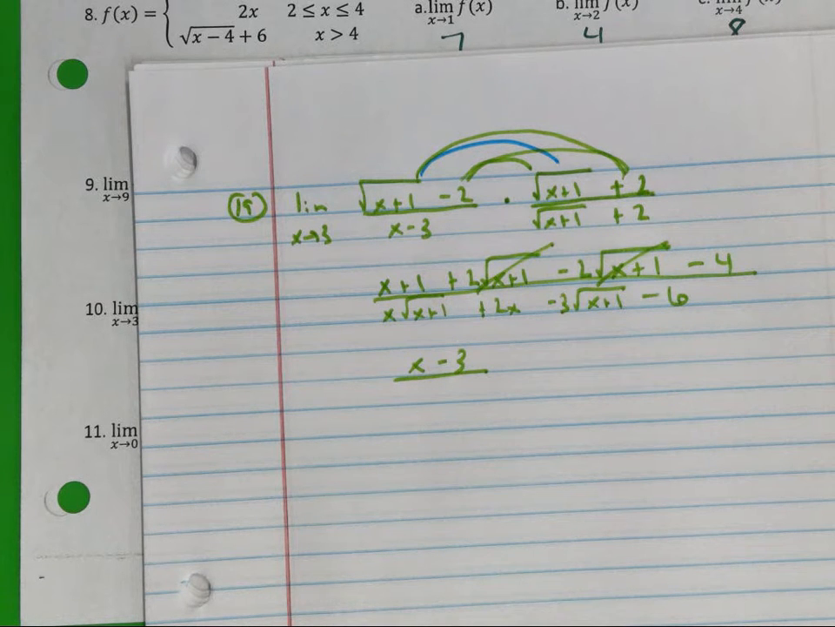I'm going to plug 3 into all that on bottom. If I still get 0 in the denominator, I've got to do something else, okay? So let me see what I'm working with here. If I plug 3 here, 3 plus 1 is 4, square root of 4 is 2 times 3 is 6. Plug 3 and I got 2 times 3 is 6, so I got 12 on that side, don't I?